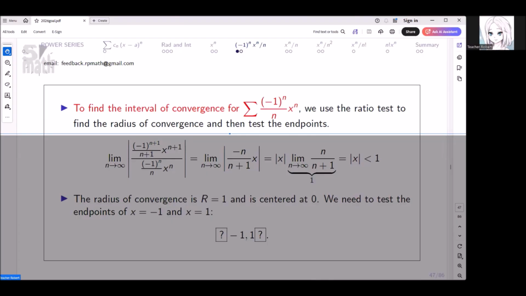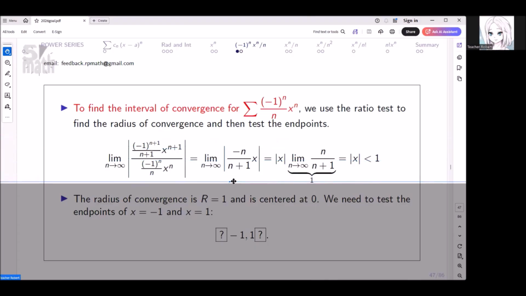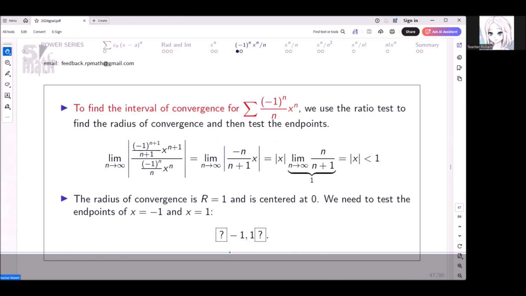To find the interval of convergence for this, we use the ratio test to find the radius of convergence and then test the endpoints. We have the following. The radius of convergence is R equals 1 and is centered at x equals 0. We need to test the endpoints of x equals -1 and x equals 1. And we have the following.